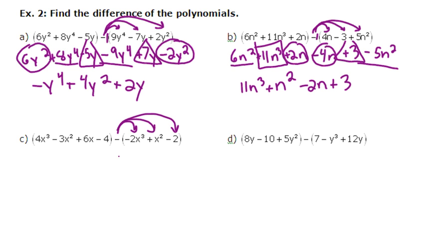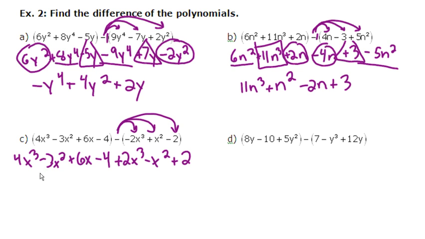2 more. I distribute the negative sign. So I have a positive 2x cubed, a negative x squared, and a positive 2. But I'm going to bring down the 4x cubed, the minus 3x squared, the plus 6x, and the minus 4.